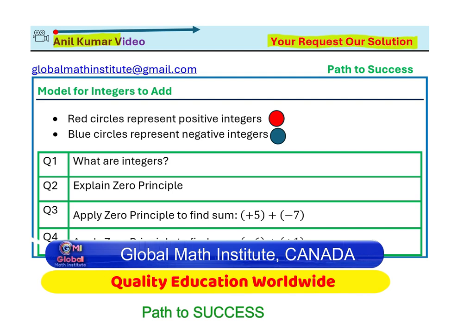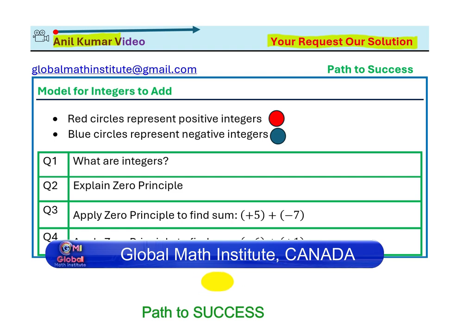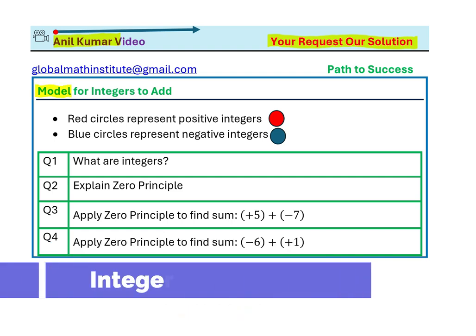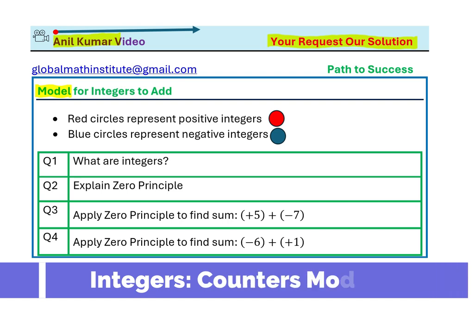In this video, we'll learn how to add integers using a model. Now, there are a couple of models which we use. One shown here is using counters. In this particular case, we are using red circles as positive integers and blue circles as negative integers.